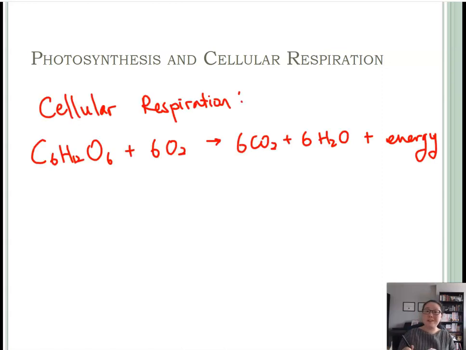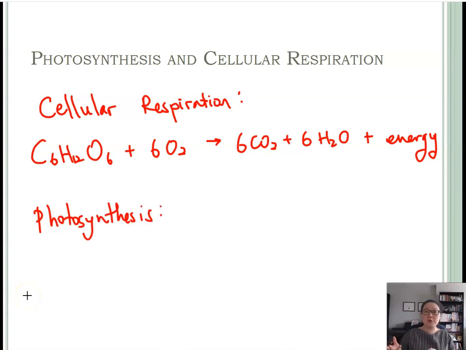Now, please note that I did say all living things need to perform cellular respiration, including plants. There are going to be a few living things out there that don't use this exact form of cellular respiration, but it's going to look something similar, and they're going to have to perform something where they take sugar and make it into usable energy.